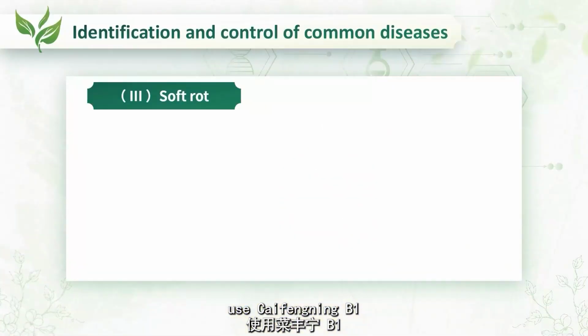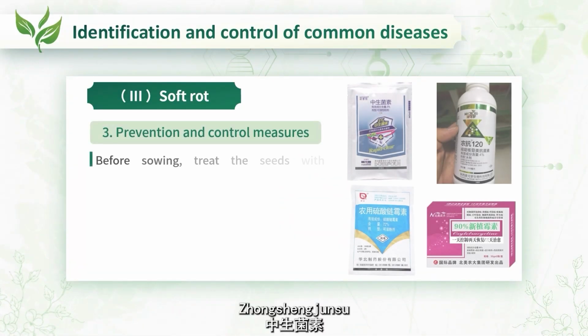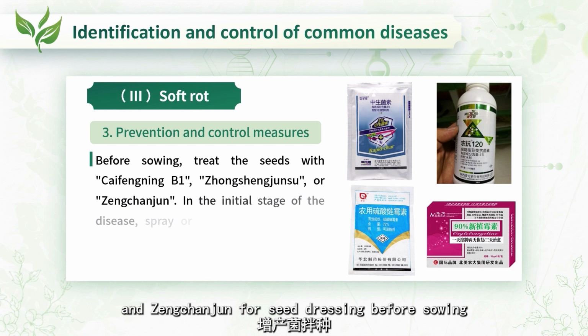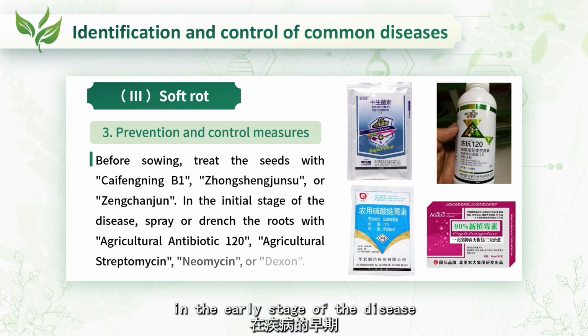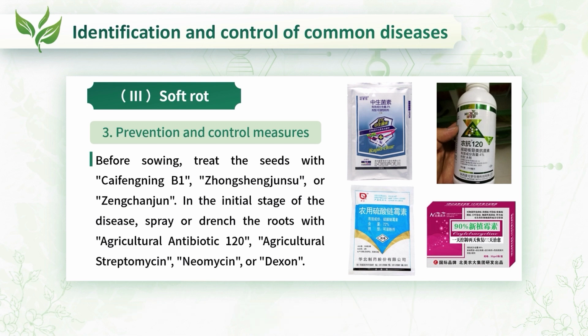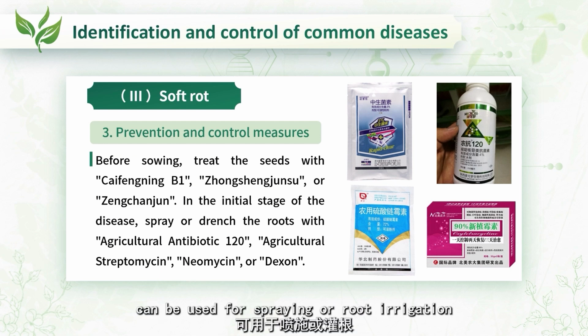Use Kaifangning B1, Zhangshengmycin, and Zhengchanzhen for seed dressing before sowing. In the early stage of the disease, agricultural antibiotic 1-0, agricultural streptomycin, neomycin, Dexin, etc. can be used for spraying or root irrigation.